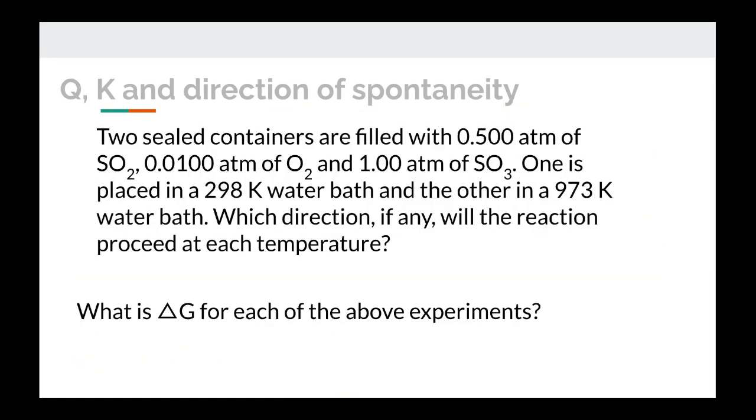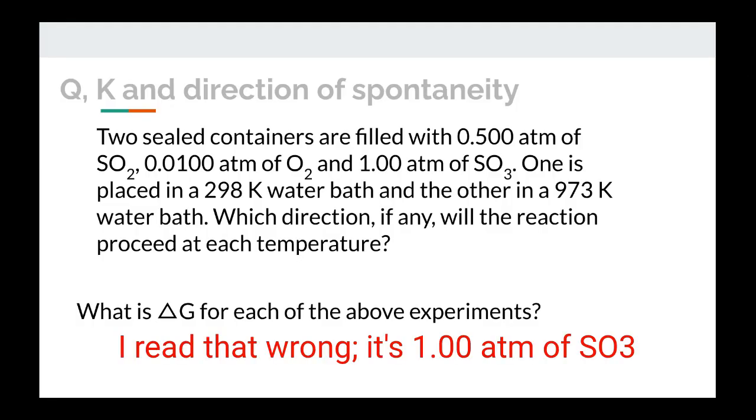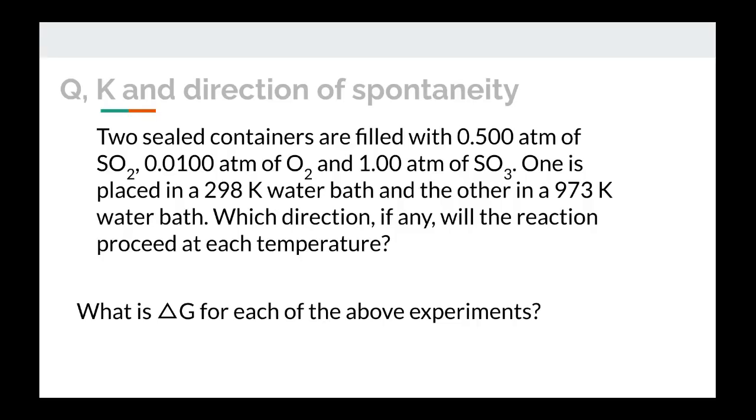Here's the same reaction again. And here we have a direction of spontaneity question. We have two sealed containers. They're filled with 0.5 atmospheres of SO2, 0.01 atmospheres of O2, and 0.1 atmospheres of SO3. One's put in a 298 Kelvin water bath and the other one's in a 973 Kelvin water bath. Which direction will the reactions proceed at each temperature, if they will?